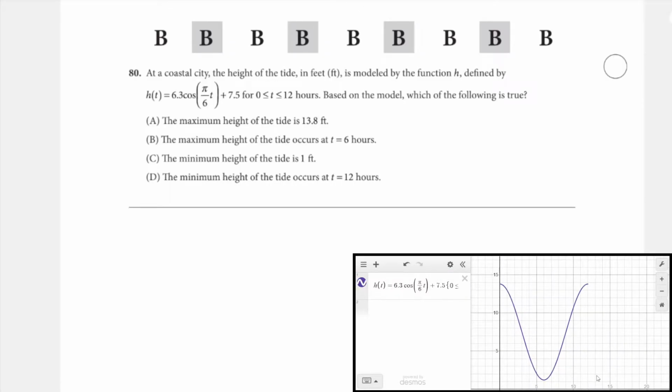Okay, and the maximum height of the tide is 13.8 feet. It does seem true. The maximum height of the tide occurs at t equals 6 hours. No, that's the minimum height of the tide. The minimum height of the tide is 1 foot. No, the minimum height of the tide is 1.2 feet. And the minimum height of the tide occurs at t equals 12 hours. No, that's not true. It's 6 hours. Okay, so the maximum height of the tide is, in fact, 13.8.